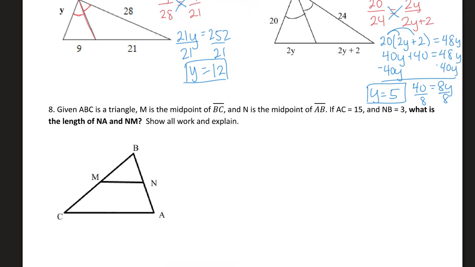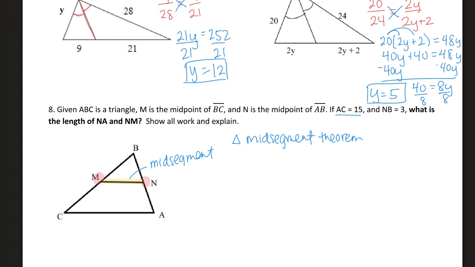All right, question number 8. It's telling me that M is the midpoint of BC and N is the midpoint of AB. Well, if those are the midpoints, that tells me that this line right here is the mid-segment. And if that is the mid-segment, then we have the triangle mid-segment theorem, which tells us that if we have a mid-segment of a triangle, it is half the measure of the side that it's parallel to.